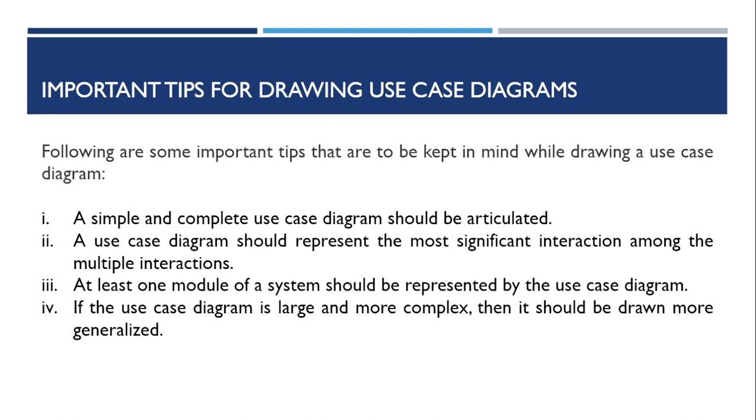First, a simple and complete use case diagram should be articulated. It shouldn't be incomplete. Second, a use case diagram should represent the most significant interaction among the multiple interactions. Third, at least one module of a system should be represented by the use case diagram. And fourth, if the use case diagram is large and more complex, then it should be drawn more generalized. So make it as simplified as you can, so that it is easier to read in case you have a more complex system.